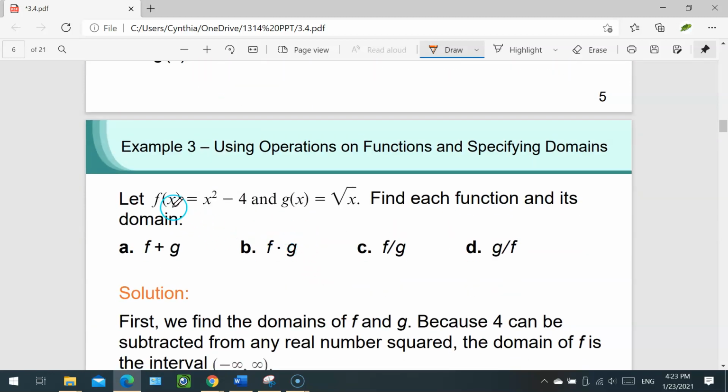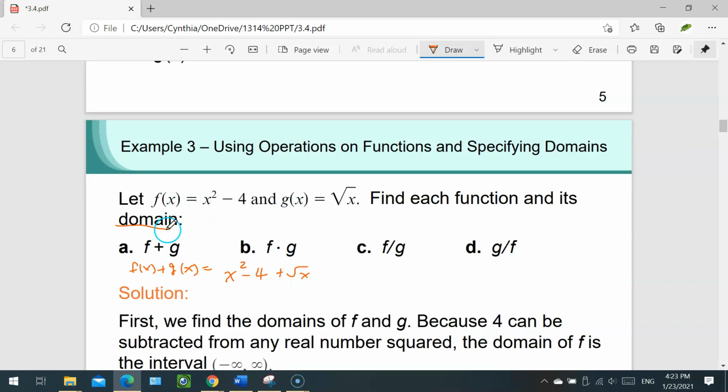So we do a practice. Let f of x be this function, and g a square root x function. Find each function and its domain. So a is f plus g. When you have f function plus g function, this will be f of x plus g of x. So f of x has x squared minus 4, and g of x has square root x. If you look at this, you cannot combine like terms, so you just leave it like that. That would be the answer.